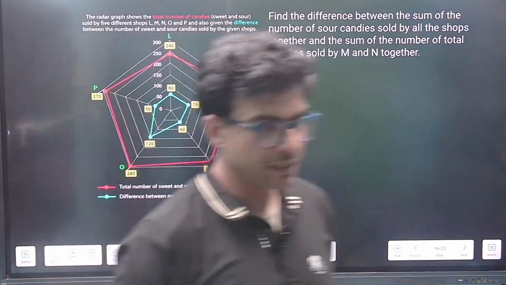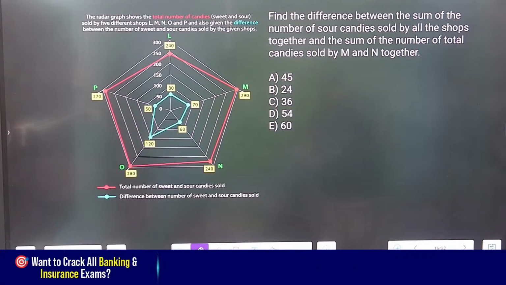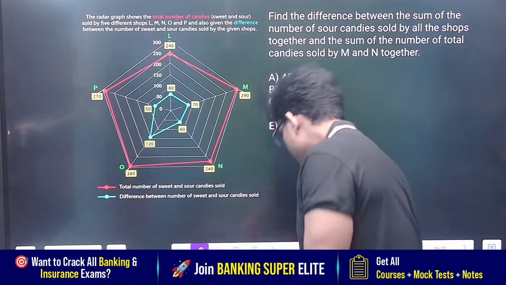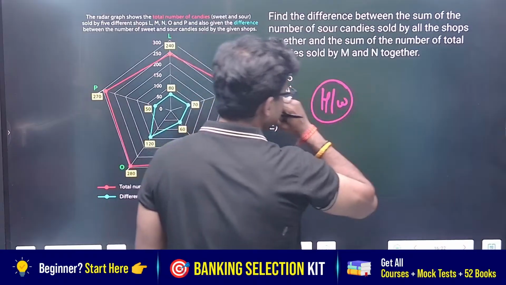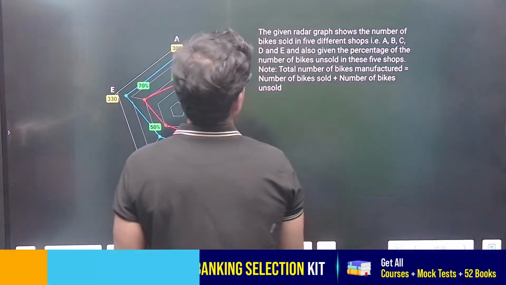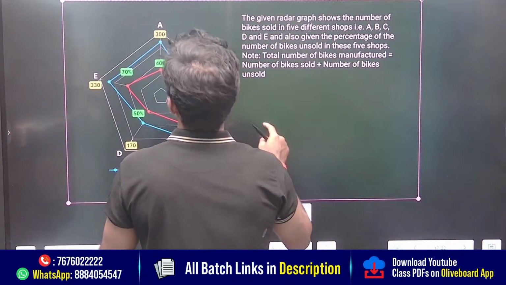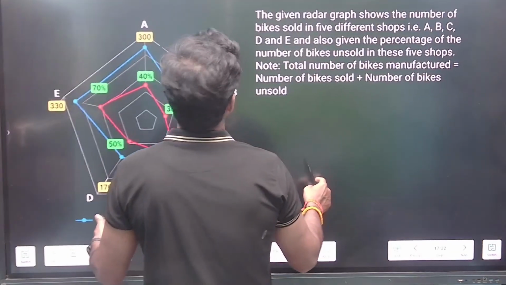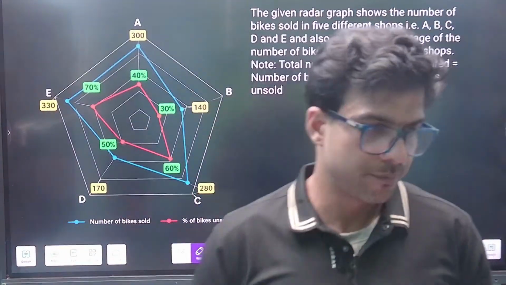If the questions are clear, why would we solve more? That's no need. This is homework, right? You can answer this question now. Last one. This is another DI.